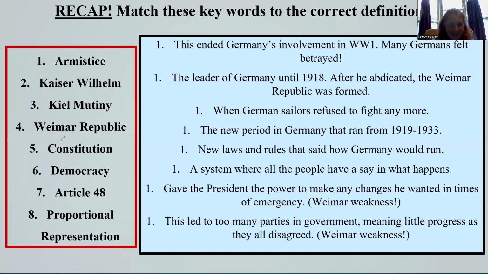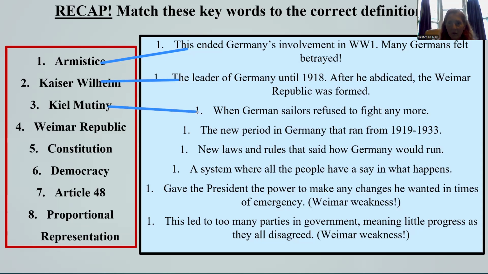Okay, so the armistice ended Germany's involvement in World War I, but many Germans did feel betrayed. Okay, so Kaiser Wilhelm. These all go in order. There we go. The leader of Germany until 1918, after he abdicated, the Weimar Republic was formed. Okay, here we go, the Kiel Mutiny. I see what they've done. They mixed the order up.